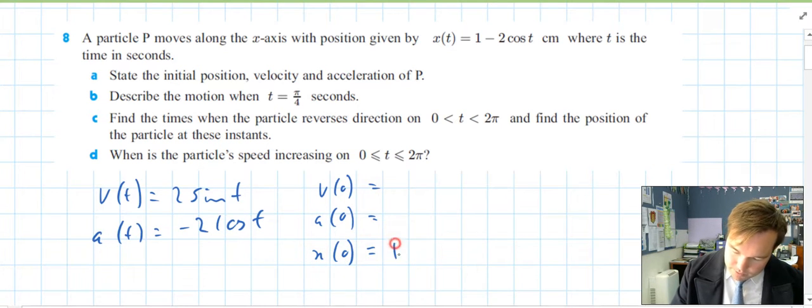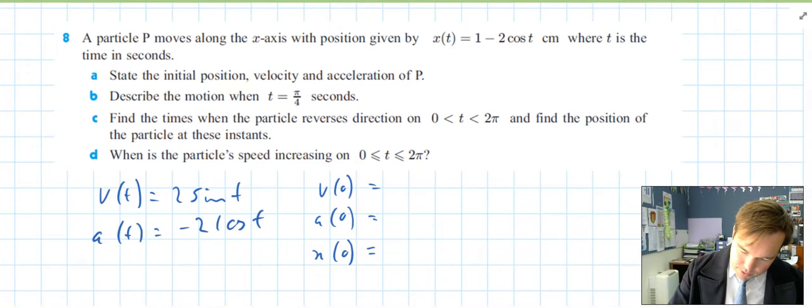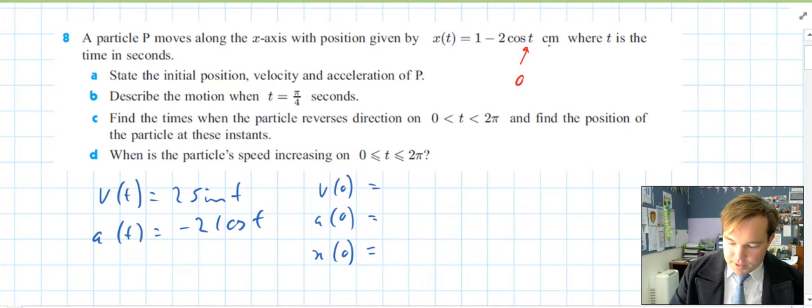So x(0) is 1, because when, let's think that through. When t is 0, cos of 0 is equal to 1, minus 2 lots of 1 is minus 2, 1 minus 2 is minus 1. So it starts 1 meter to the left of the origin.